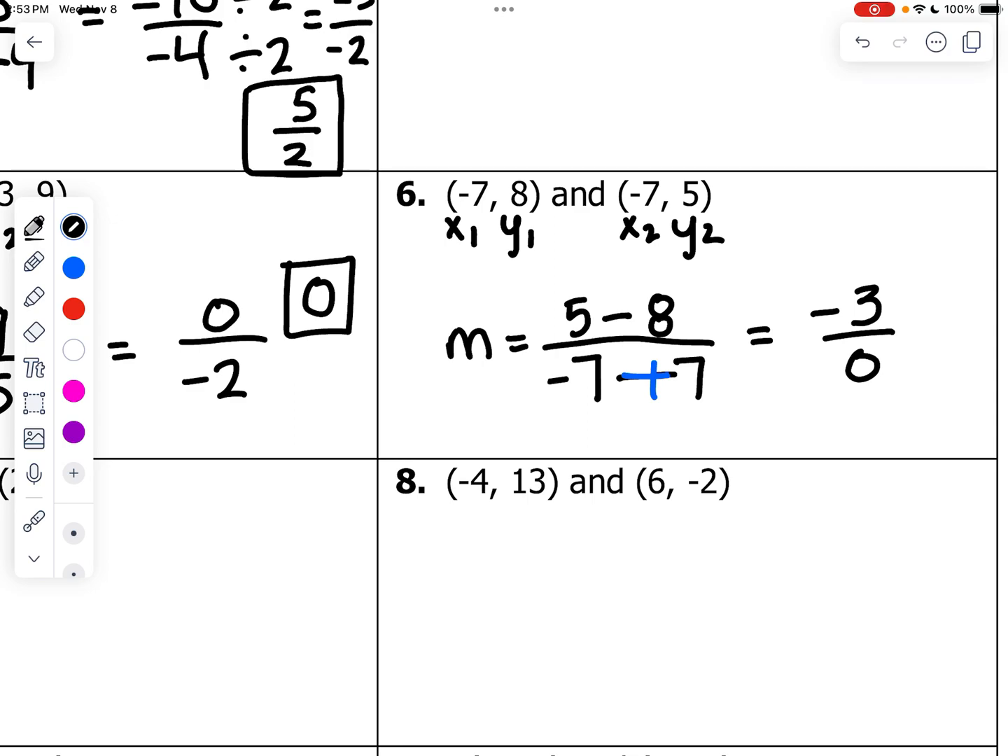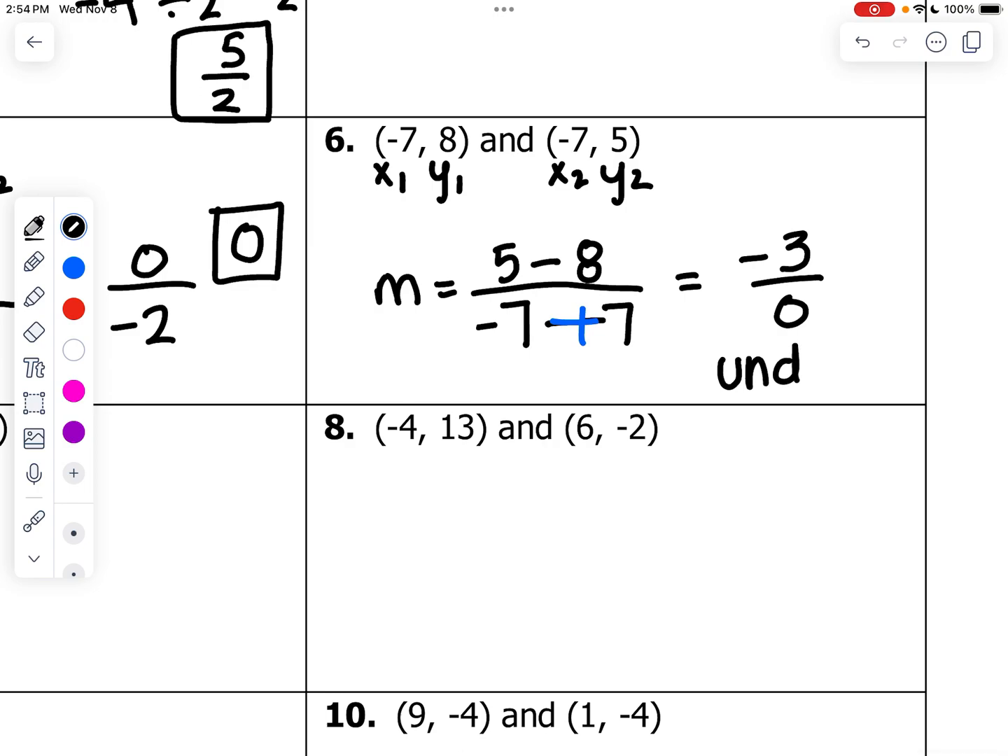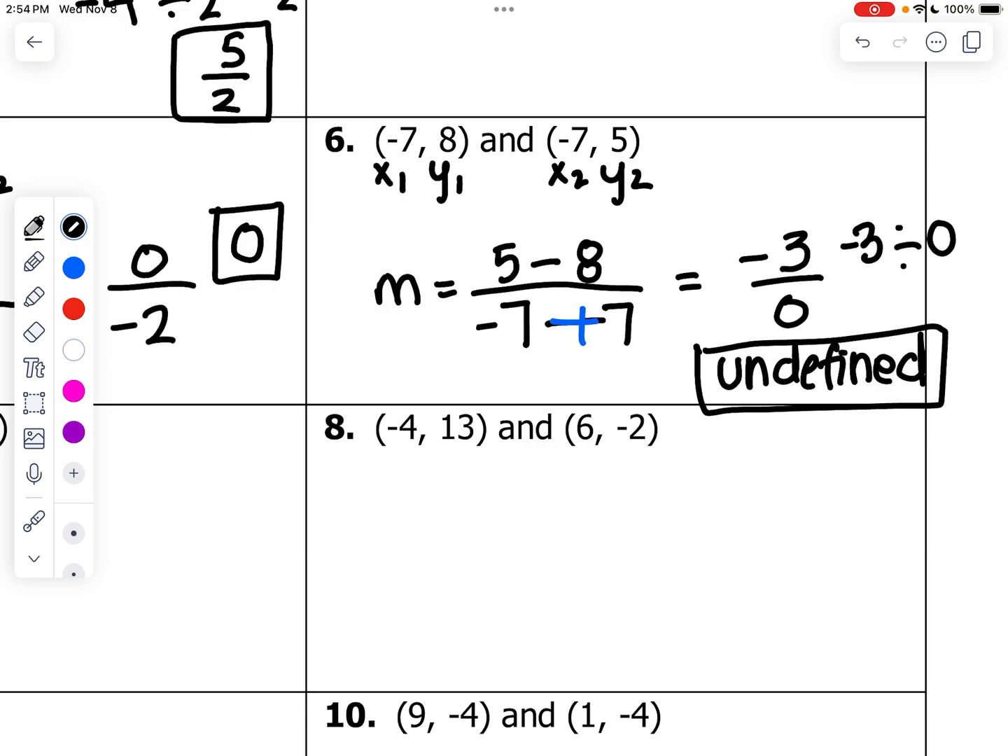Now look at the difference here. 0 over negative 2 is 0. When you have a 0 on the top of the fraction, the answer is 0. But when you have a 0 on the bottom of the fraction, your answer is undefined. So this slope is undefined. And if you type it into your calculator, undefined. Okay, sorry, I'm trying to figure out how to spell it. If you type in negative 3 divided by 0, you're going to get domain error. It's an error because it's undefined. You can't divide anything by 0. Okay?